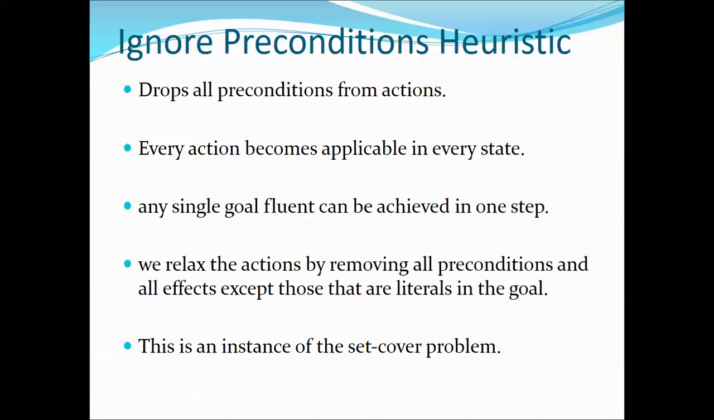So now let us discuss some heuristics. Let us discuss some heuristic techniques. We'll be discussing some 3-4 heuristic techniques. This is one particular heuristic technique which is called the ignore preconditions heuristic.